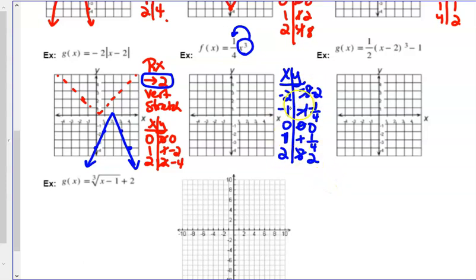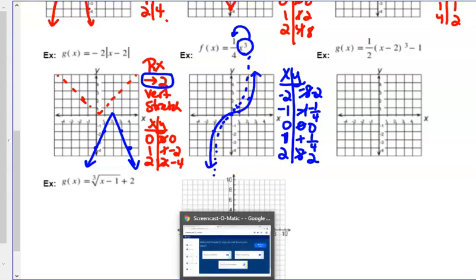So when I graph these new points, negative 2, negative 2, negative 1, negative 1/4 is about there. 0, 0, 1, 1/4, and 2, 2. What happens is that I vertically shrunk this x cubed graph from the original. So the original would look something like that, okay? So we have vertically shrunk that graph.